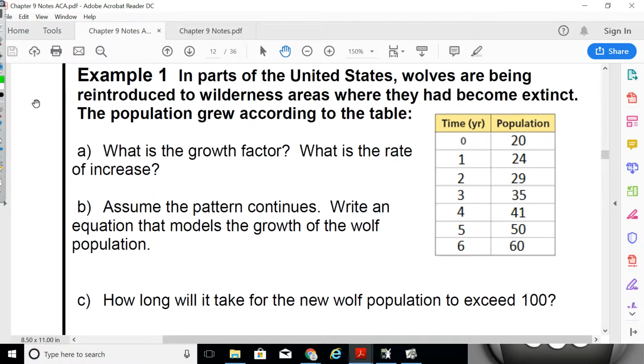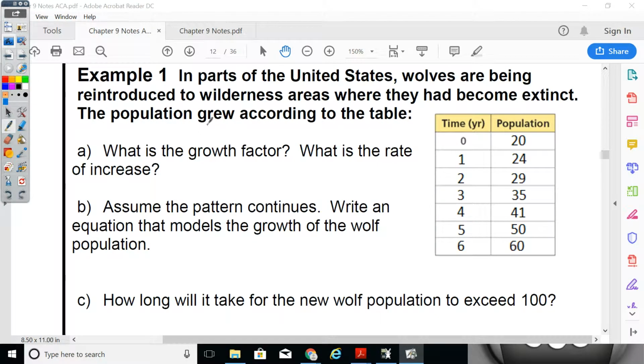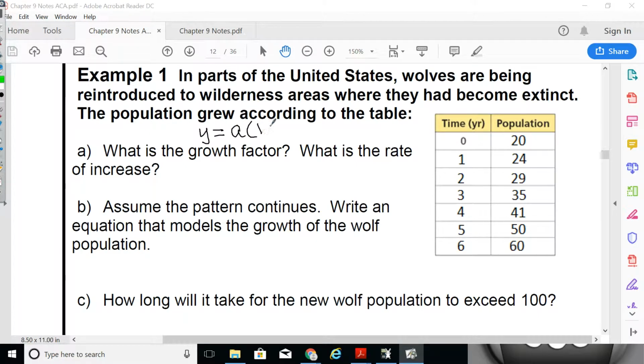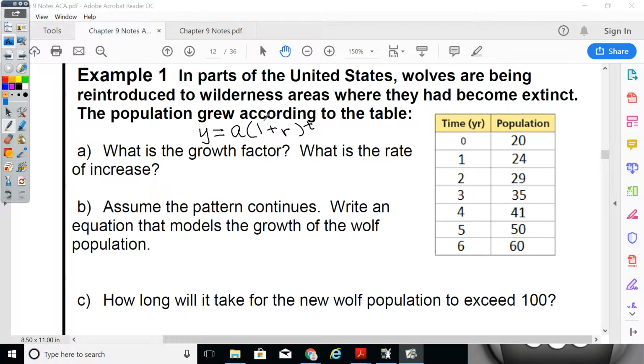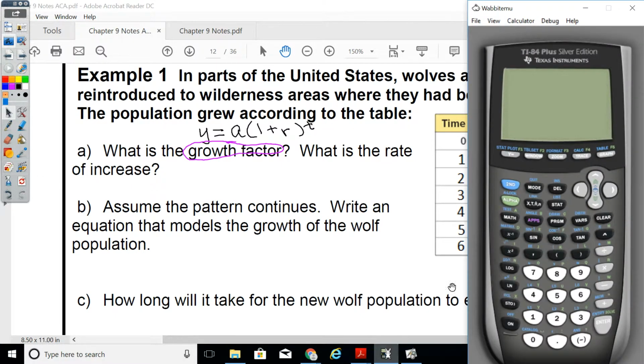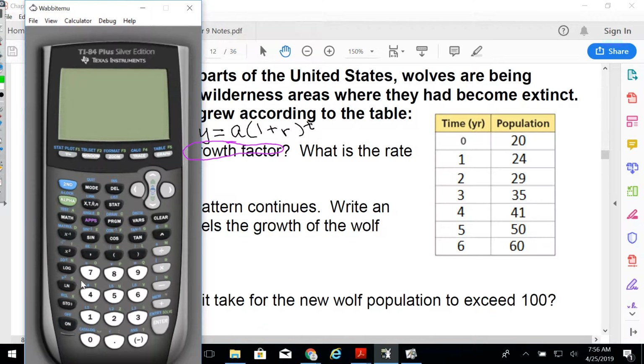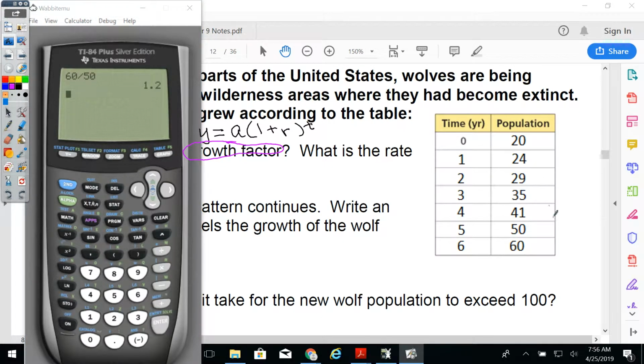All right, so what is the growth factor? So again, real quick, I'm going to write the model, A(1 plus R) to the T. The growth factor is going to be the base part, and the way that we find the base is we do the common ratio. So over here, if we divide the 60 by the 50, so we do bottom up. So we start at the bottom, 60 divided by 50, and we get 1.2. So from here to here, it's 1.2.